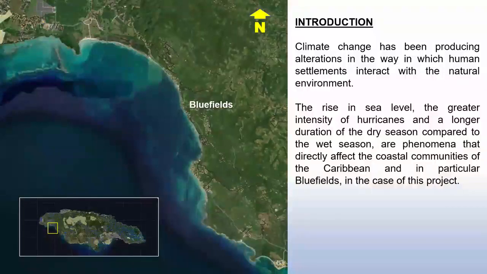Just to introduce what's happening: climate change, as we all know, has been producing alterations in the way in which human settlements interact with the natural environment. The rise in sea level, the greater intensity of hurricanes, and a longer duration of the dry season compared to the wet season are phenomena that directly affect the coastal communities of the Caribbean, and in particular Bluefields, in the case of this project.